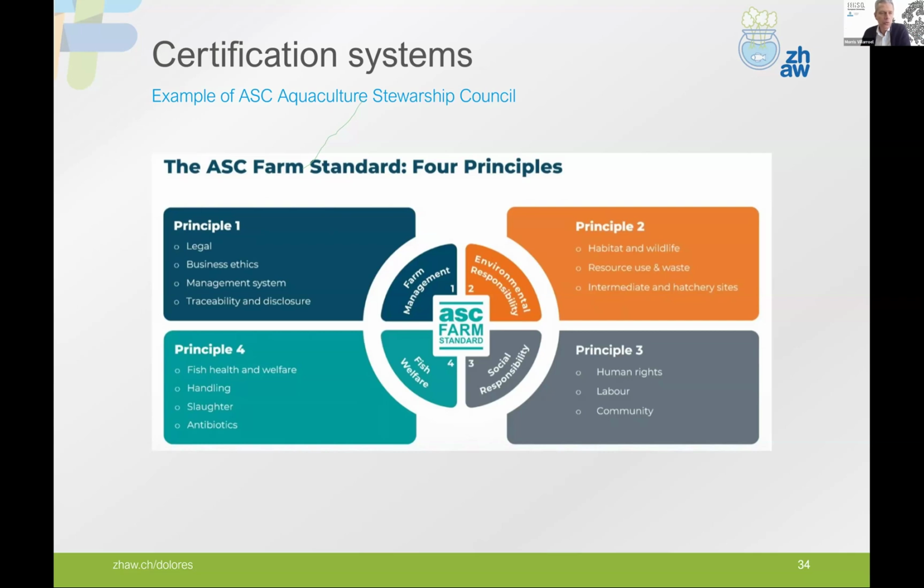And principle 4 is a new one. This is just new this year, and it's going through a stakeholder procedure to make sure everybody agrees, but it includes welfare. Welfare where? Well, handling on the farm, especially talking about slaughtering the fish, and different aspects related to health. No?